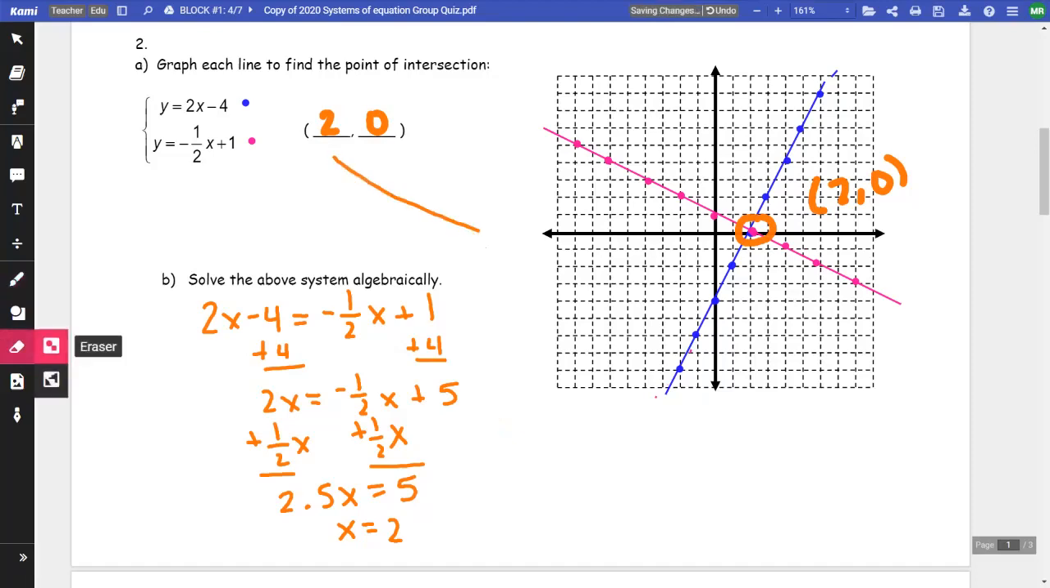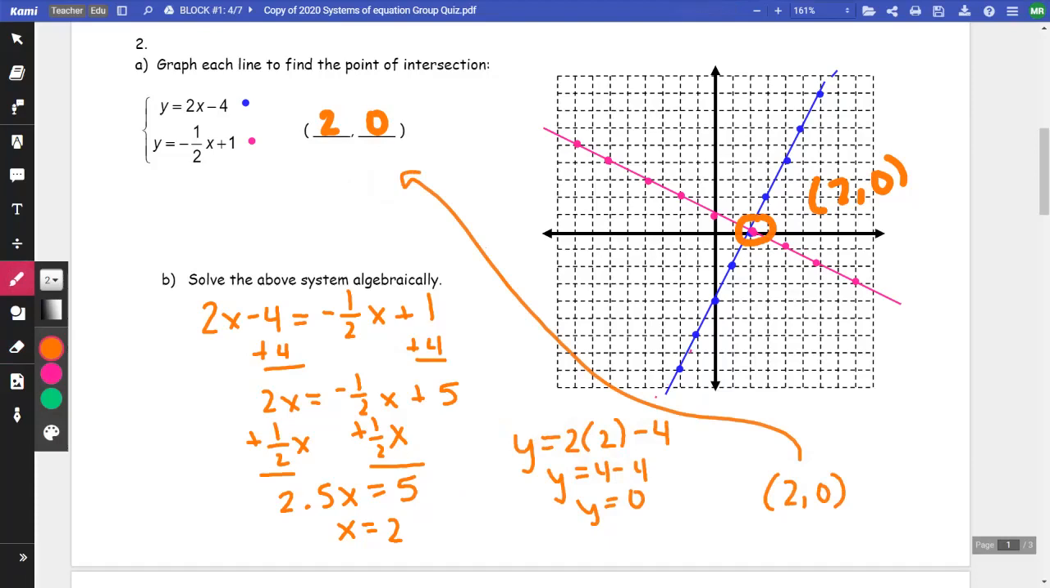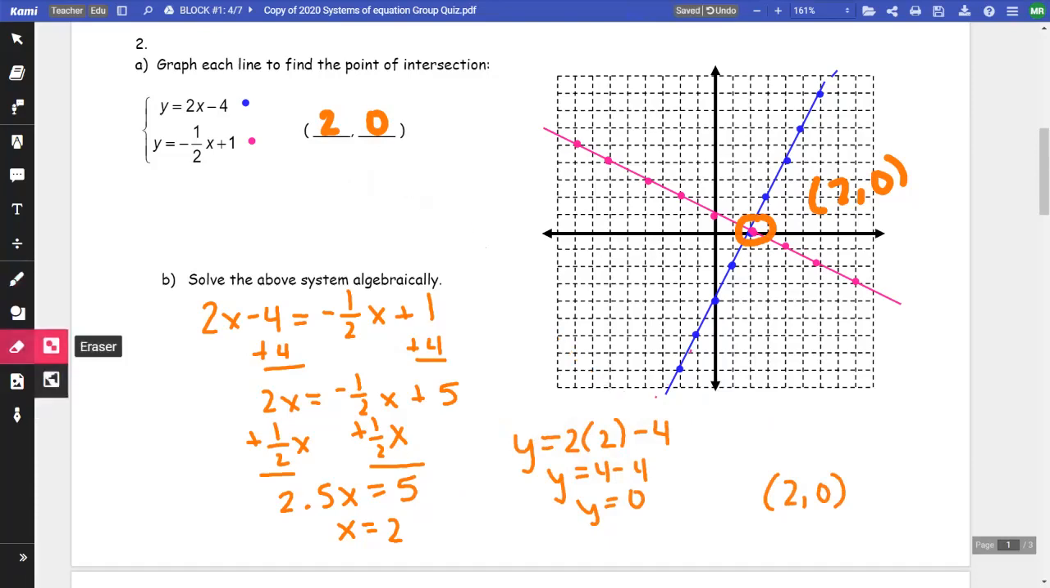So now I'm going to put 2 in to my equation for x, and hopefully I get 0 because that's what I got up there. So I'm going to put a 2 in here to either equation, and I get 4 minus 4, which is 0. So I got (2, 0). Notice again, same answer both times. That should always be the case. Okay, next problem.